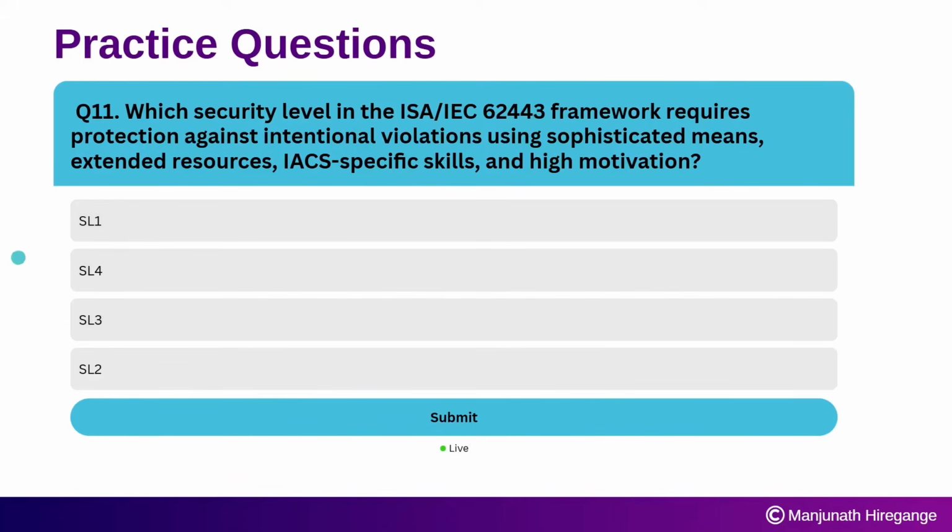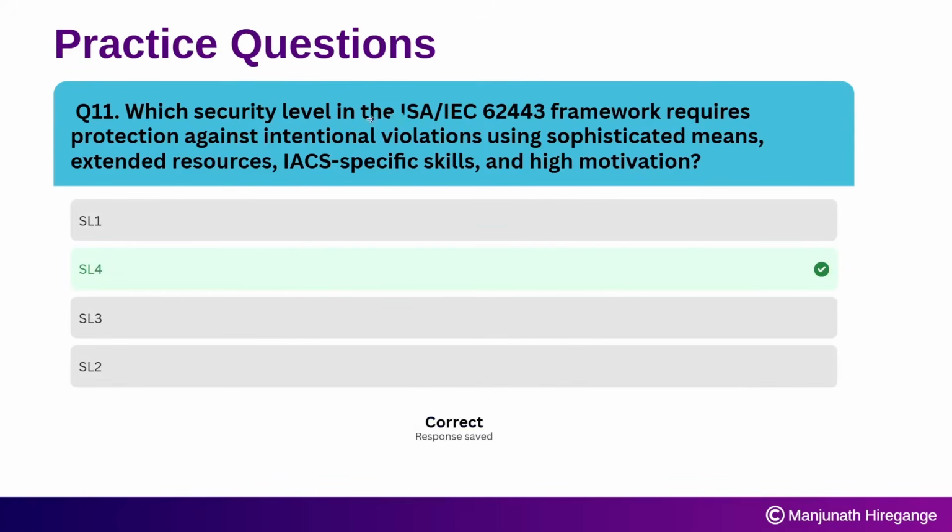So here, the important point is, if you remember or memorize the different security levels, like means, resources, specific skills, and the motivation factor, then you can easily answer. You can expect at least two questions from this particular slide. So the right answer is SL4. Because here we are talking about the sophisticated means, extended resource, IACS specific, high motivation.